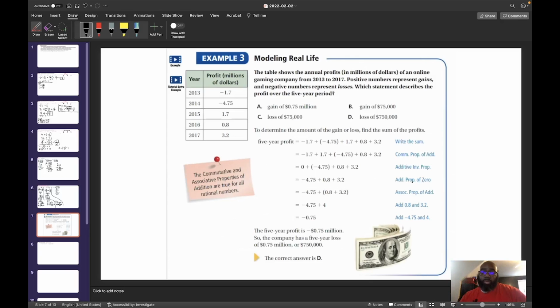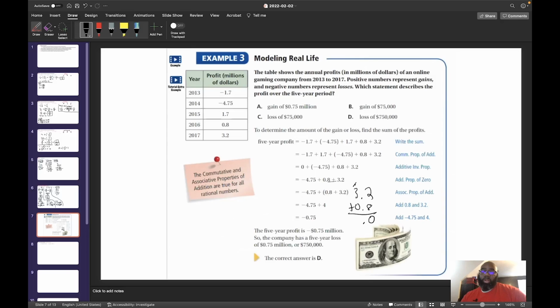Now, addition property of zero, that's how they got rid of that zero. Now they're going to do the associative property, which means you can associate these two numbers together. So that's why the 0.8 and the 3.2 are in parentheses together. Then add the 0.8 and the 3.2 to simplify your parentheses. So 3.2 plus 0.8. 8 plus 2 is 10, write 0. Bring your decimal down. Oh, 4.